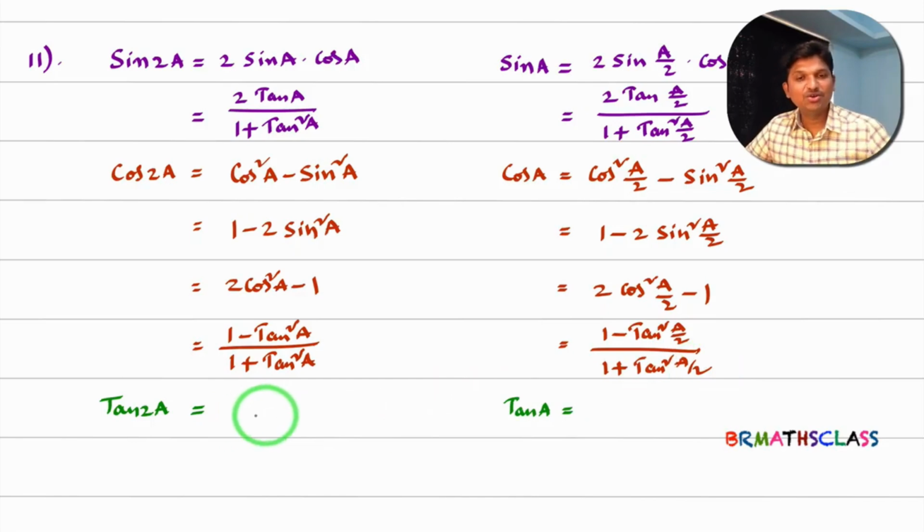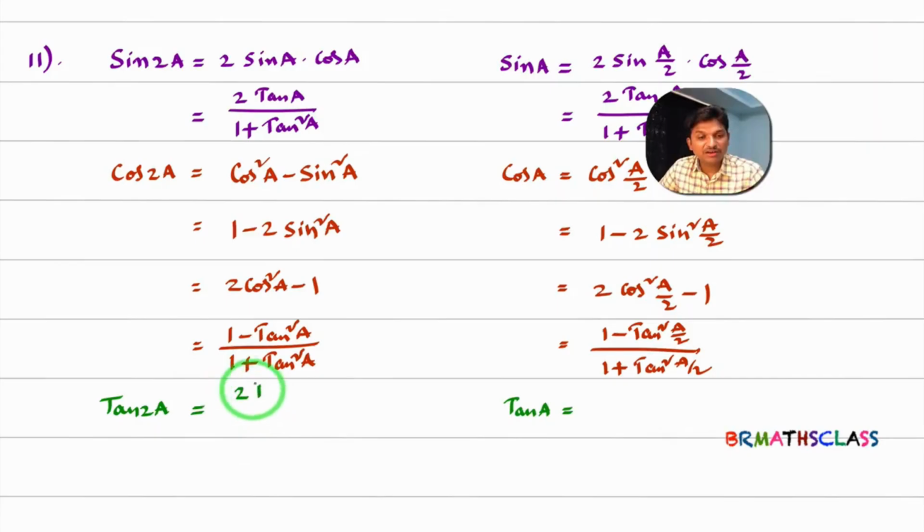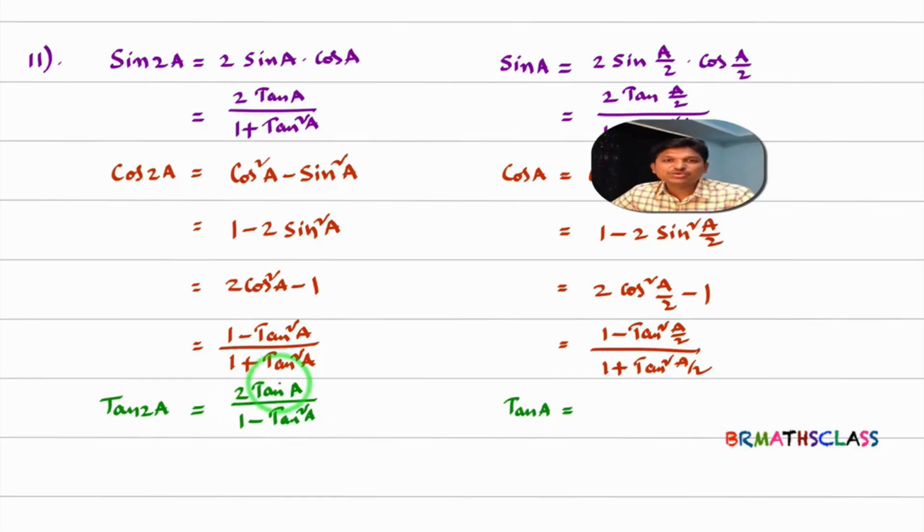Good. Now, the tan 2a formula. Do not worry, we have only one formula for tan 2a. Tan 2a is 2 tan a divided by 1 minus tan square a. So similarly, what is tan a? Tan a is 2 tan a by 2 divided by 1 minus tan square a by 2.